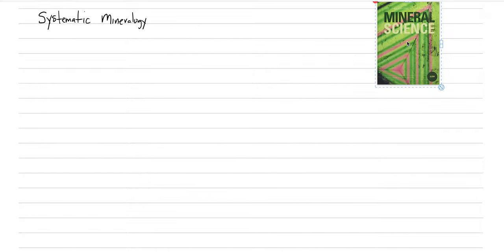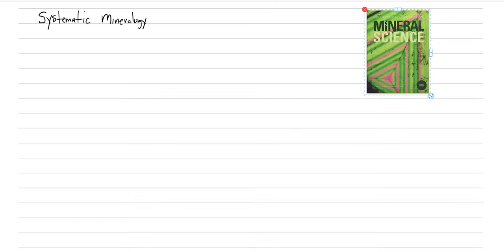I want you to recall that the textbook that we're using for this class is called Manual of Mineral Science by Klein and Dutrow, and we're going with the 23rd edition. So those are where the page numbers are coming from that I will be referring you to.